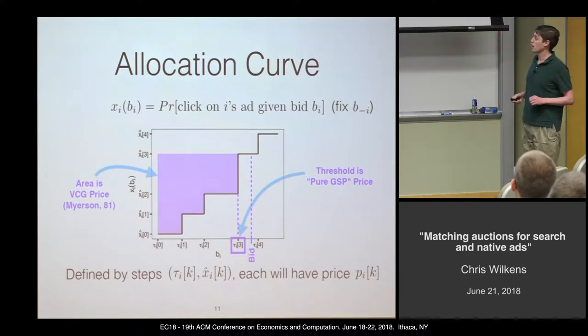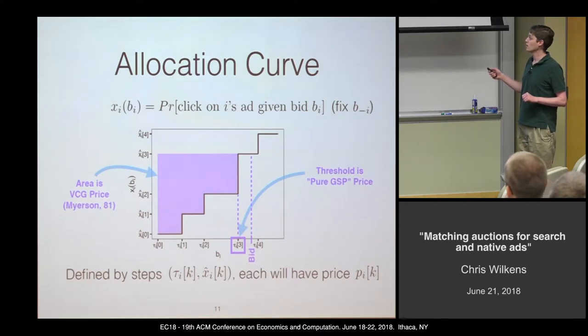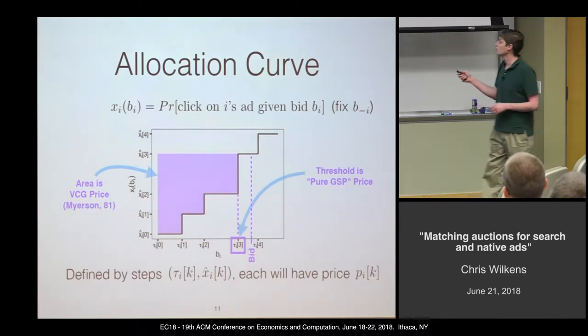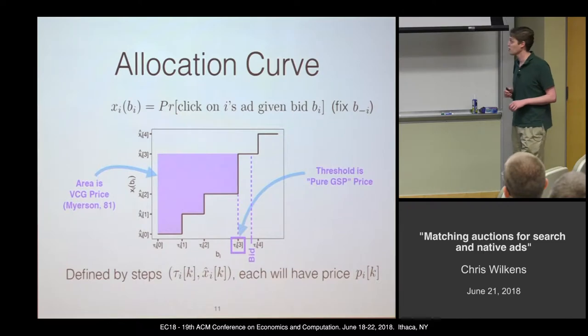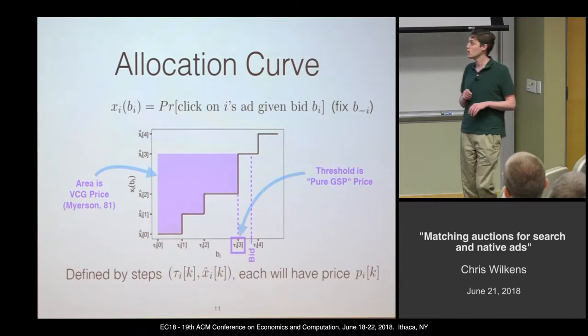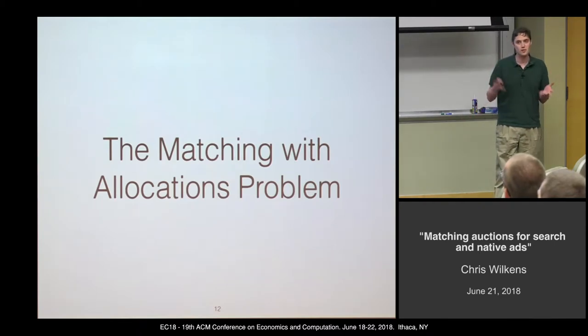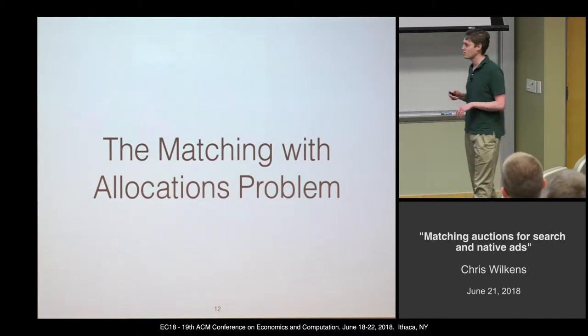Just to illustrate how we might use it, let's suppose the bid was here. This threshold will be the pure GSP price. It's that net threshold right below the bid at which the click probability drops. If you wanted to do VCG, you could do it. Myerson's integral tells us it's this area above the curve. So this would be a very useful object to have if we could compute it. And this brings us to the main problem that we're going to study. I'll call it the matching with allocations problem.